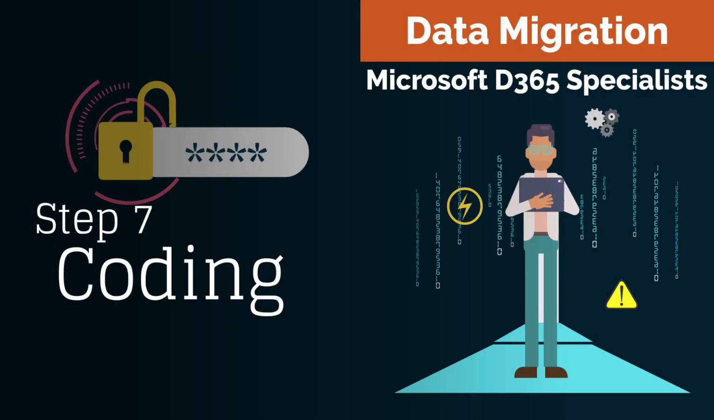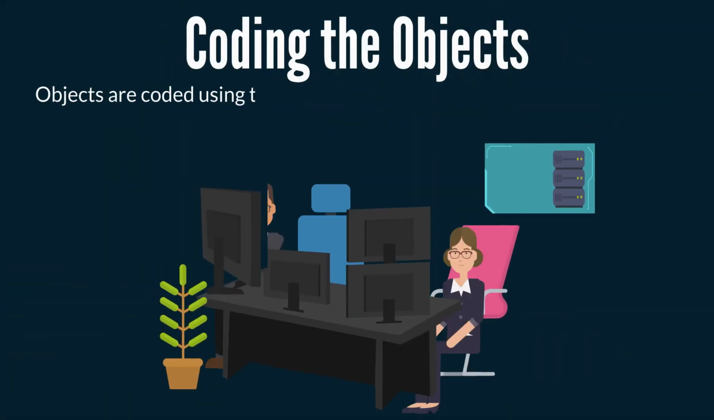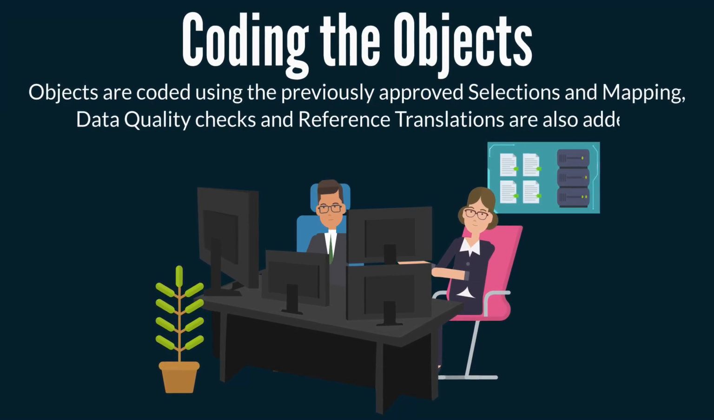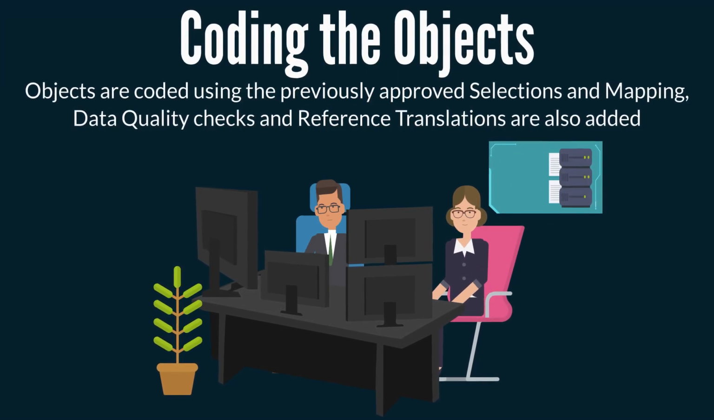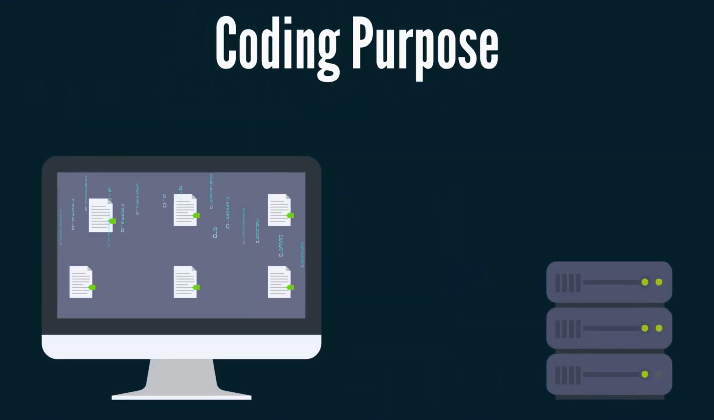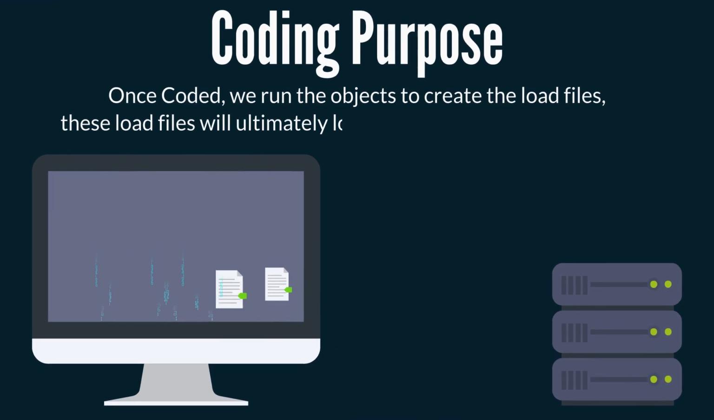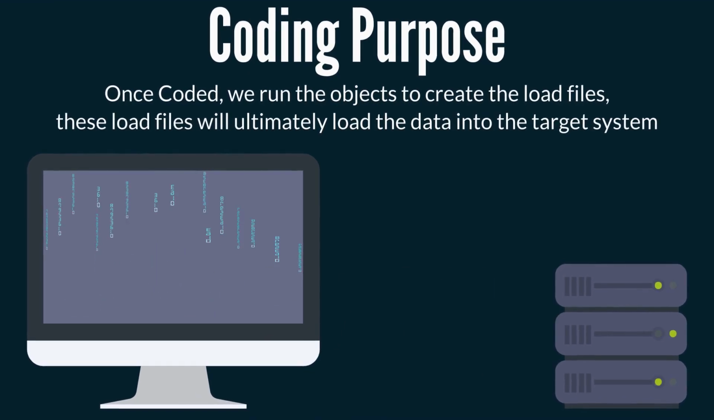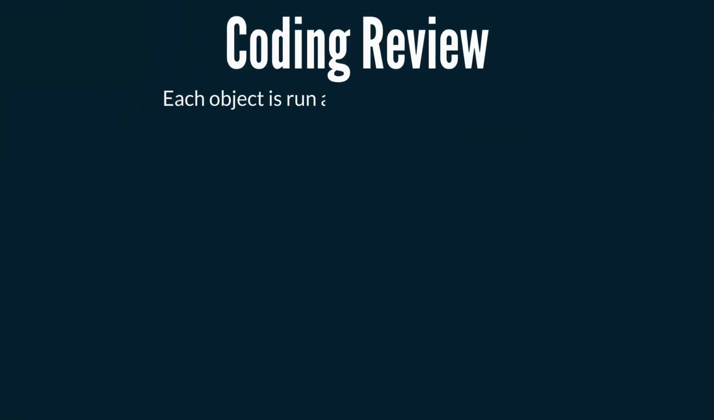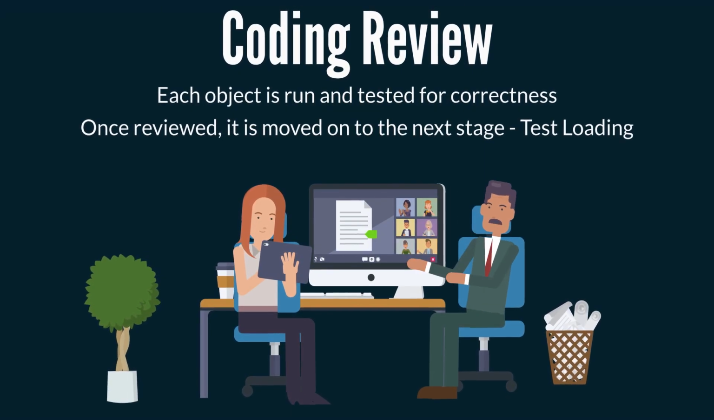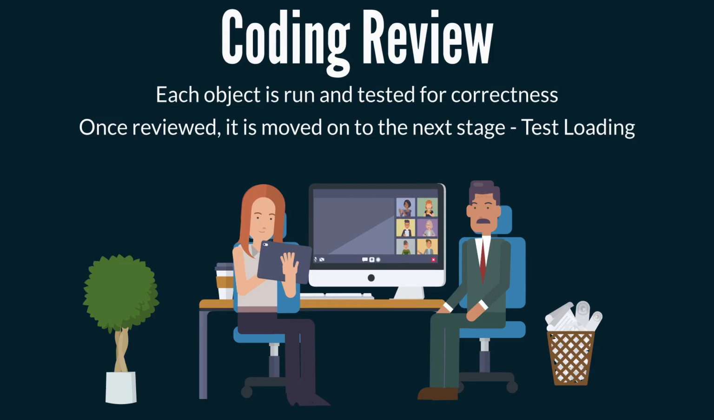Step 7, coding. Objects are coded using the previously approved selections and mapping. Data quality checks and reference translations are also added. Once coded, we run the objects to create the load files. These load files will ultimately load the data into the target system. Each object is run and tested for correctness. Once reviewed, it is moved on to the next stage, test loading.